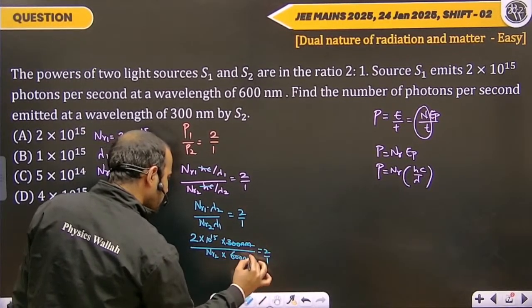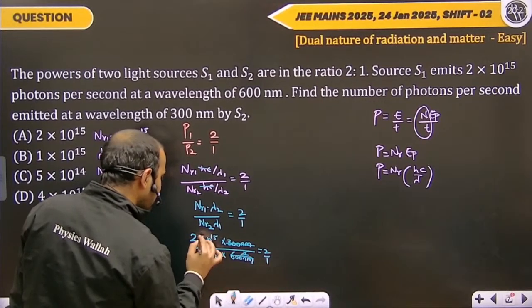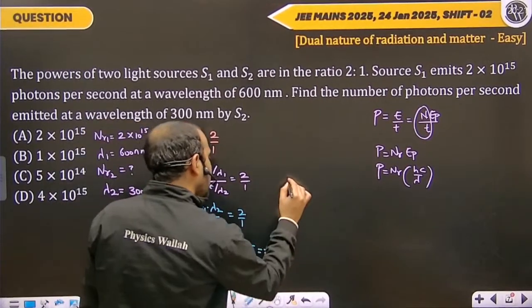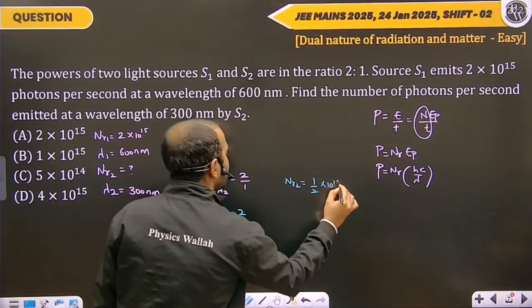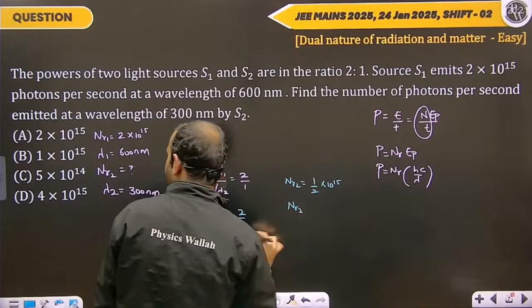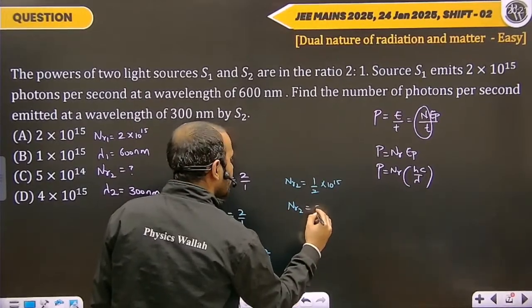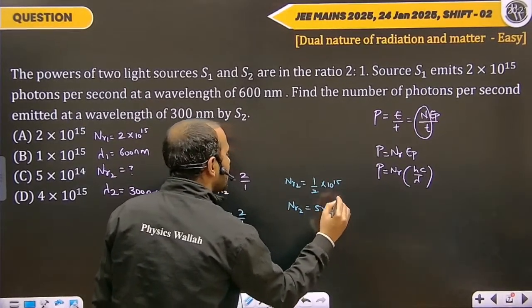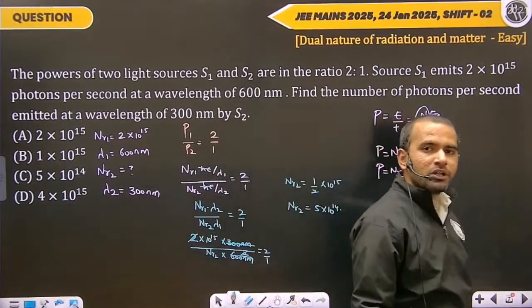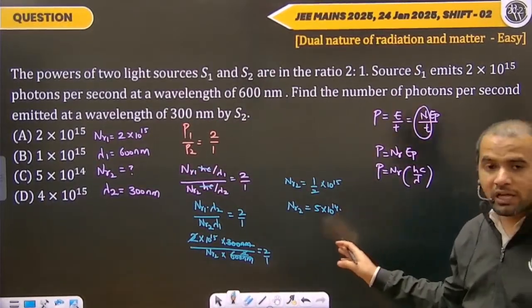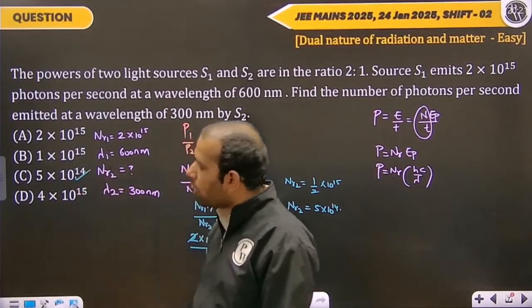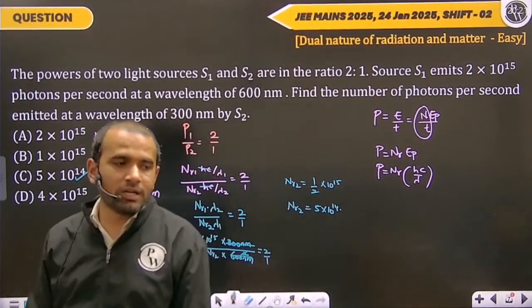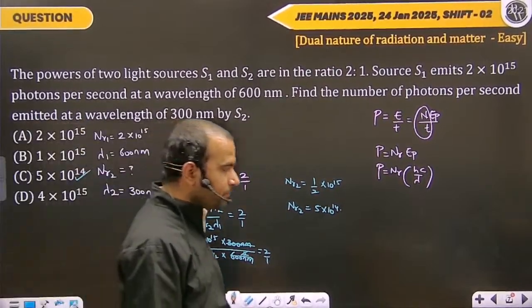Now this is 1 over 2, and the 2 will cancel out. So NR2 is basically 1 by 2 into 10 power 15, which we can write as 5 into 10 power 14. So the rate of photons is 5 into 10 power 14, which is equal to option C. Let us move to the next question.